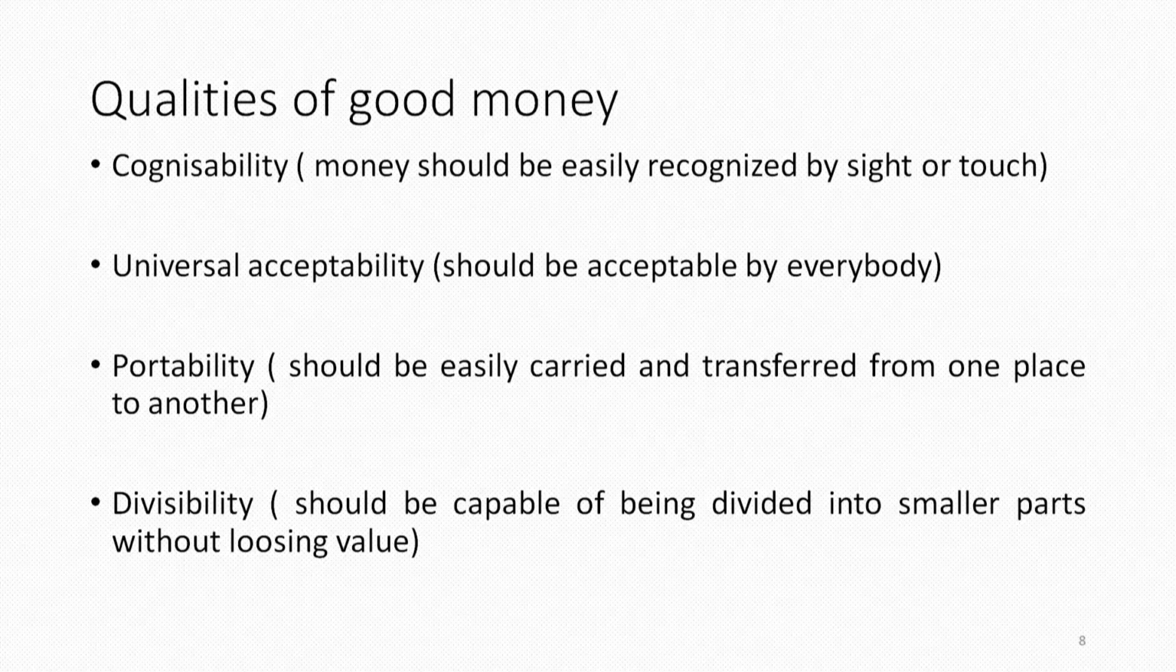When money serves as an important variable or function, then money should definitely possess some good qualities. When we talk of qualities of money, the first and foremost quality that comes is cognizability. Cognizability implies that money should easily be recognized. If we have closed eyes and we are touching a 100 rupee or a 500 rupee note, we can recognize that it is money, paper money.